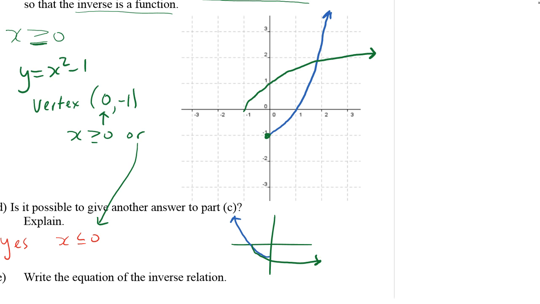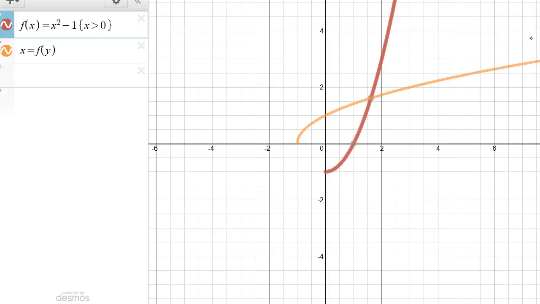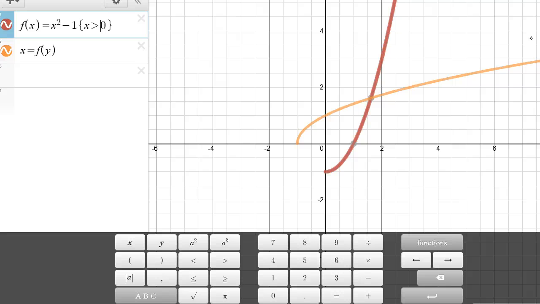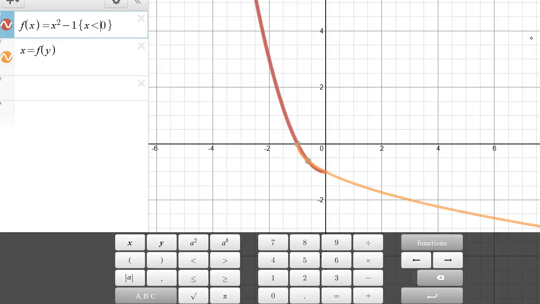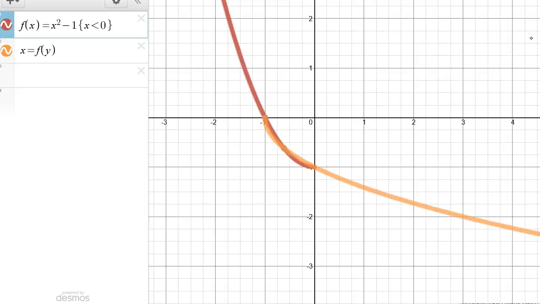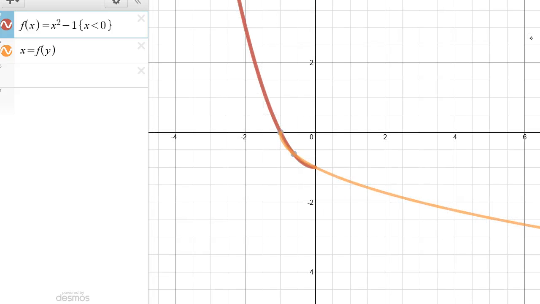Let's take a look at Desmos, and it'll do a better job of showing it. I'm going to change this restriction here, and instead of saying is greater than, I'll say is less than, and there we get it. It's kind of funny looking, but here is my original function, and there's my inverse. I've said that x has to be less than or equal to 0, and now in my inverse function, y is less than or equal to 0.